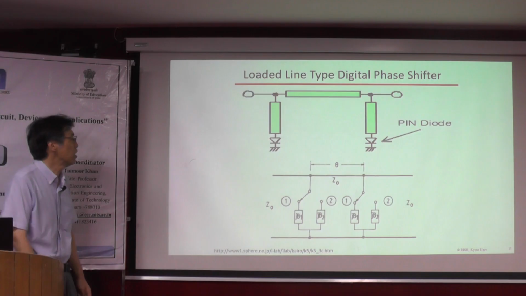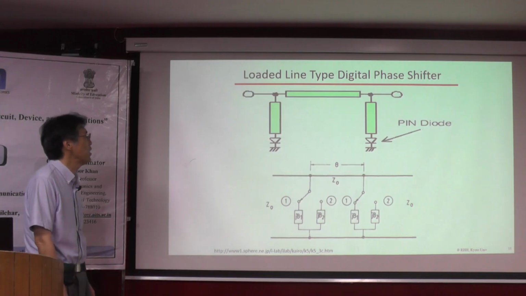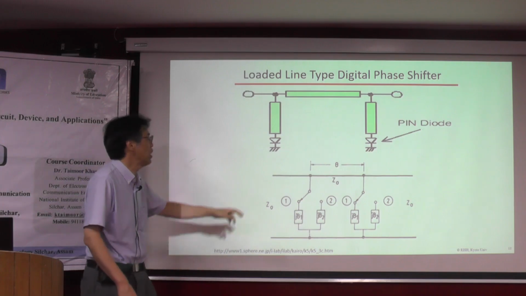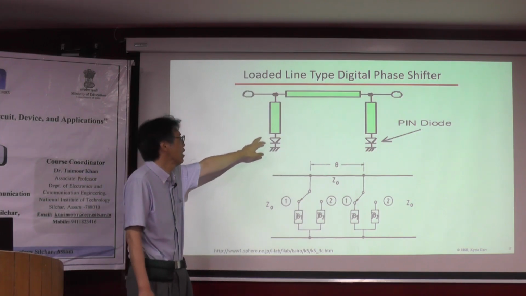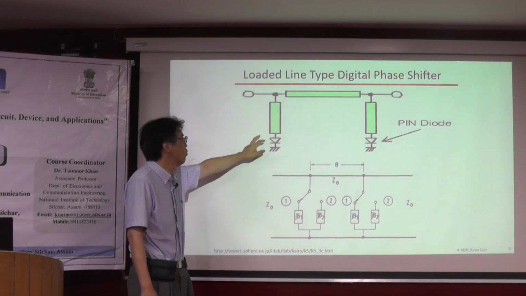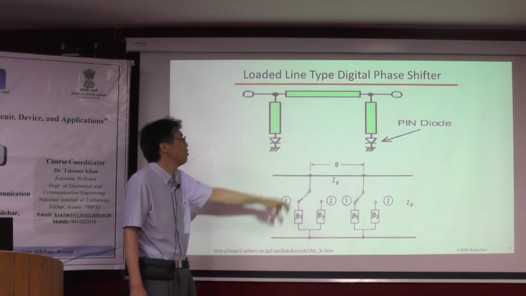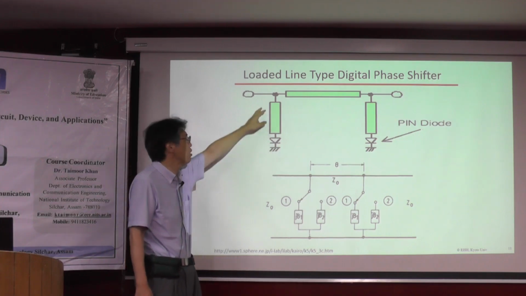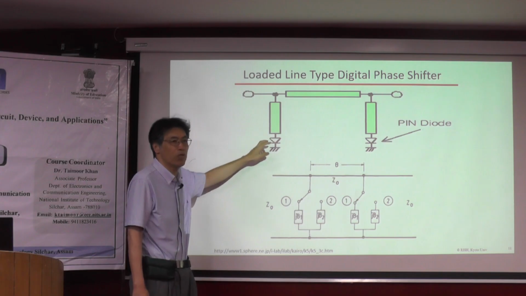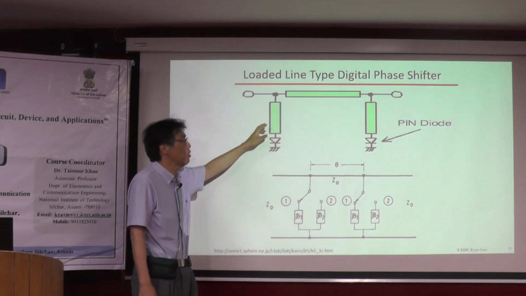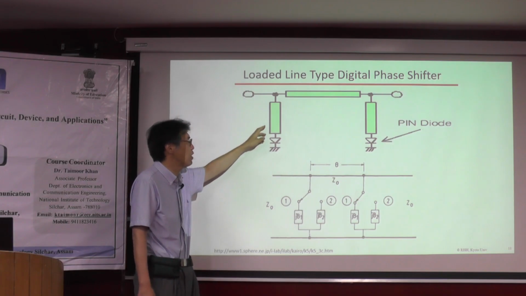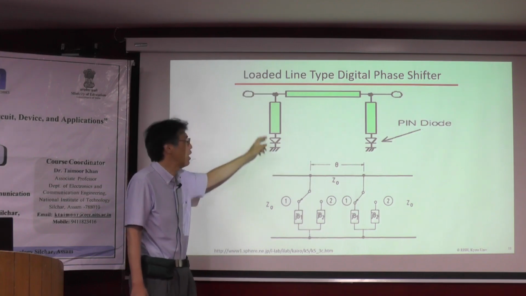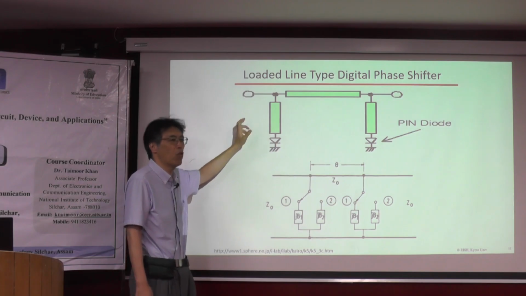So now another type of phase shifter was proposed, which changes the impedance by opening and closing the line with a pin diode. When the pin diode is on, this stub becomes a short stub. And when the pin diode is off, this stub becomes an open stub.